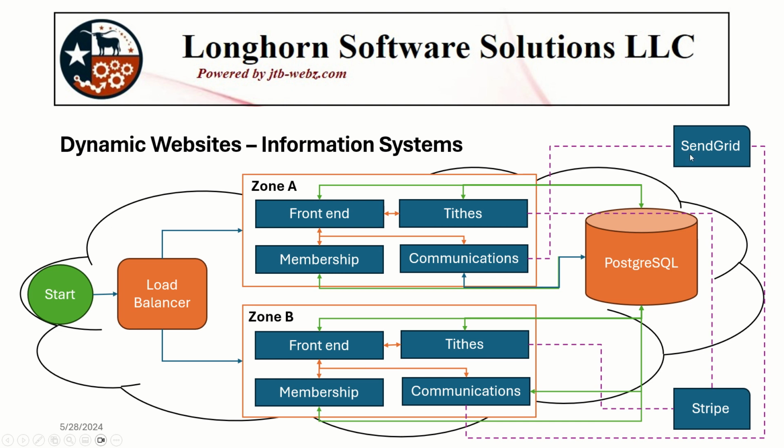We see these two applications, Stripe and SendGrid. SendGrid is a mail provider. The Communications application interfaces with SendGrid to send emails and text messages. The Ties application interfaces with the Stripe intermediary to process payments.